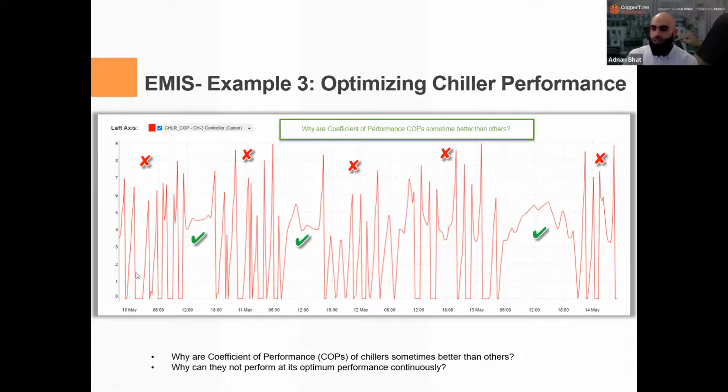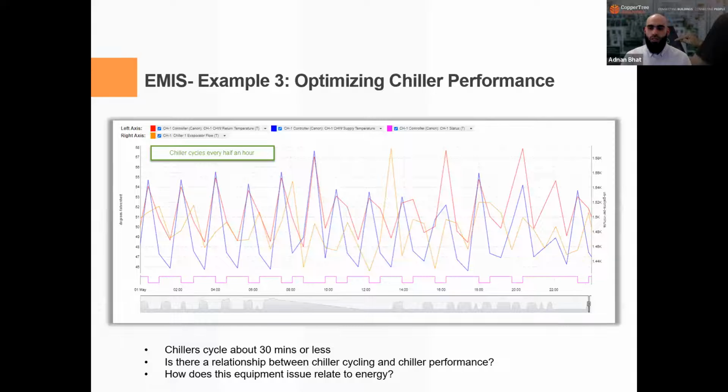So here in the graph, you can see how the chiller COP for one particular chiller, chiller 3 in specific, keeps fluctuating. And now looking at one of these chillers as an example, we noticed that the chillers cycle about every 30 minutes or less. And it is now worth investigating if there's a relationship between chiller cycling to chiller COP and how it all relates to energy. Chiller cycling excessively can also cause more wear and tear on the equipment and impact equipment life, and can eventually become a capital expense for the organization.